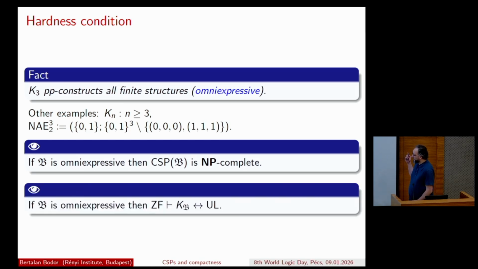We also know that if the structure is omni-expressive, then the corresponding compactness principle is as strong as it gets, equivalent to the ultrafilter principle. That's the strongest you can get.